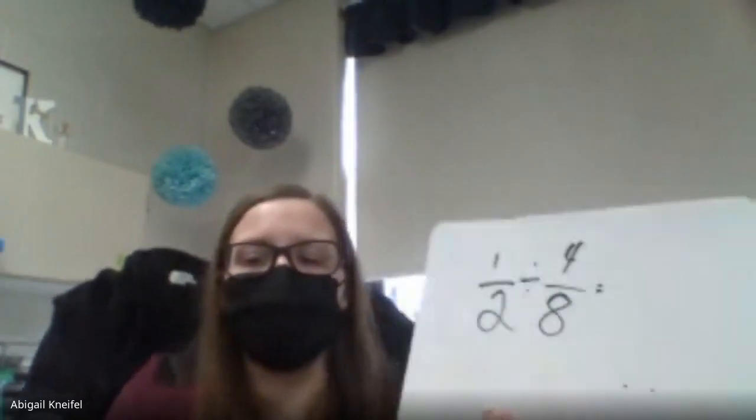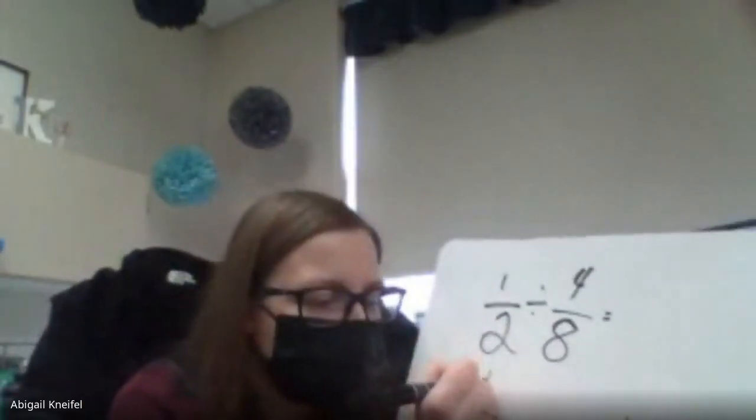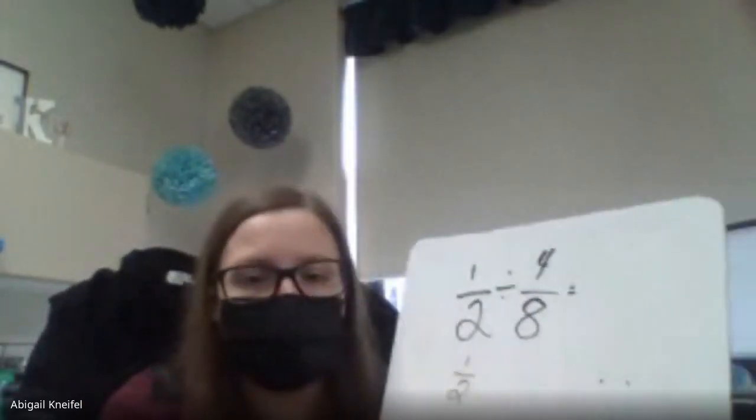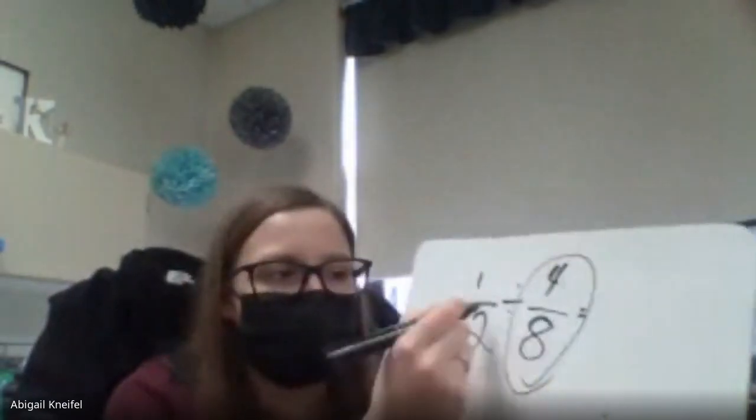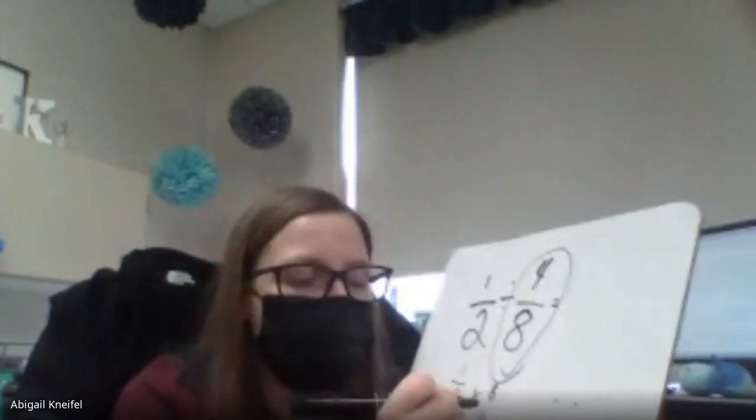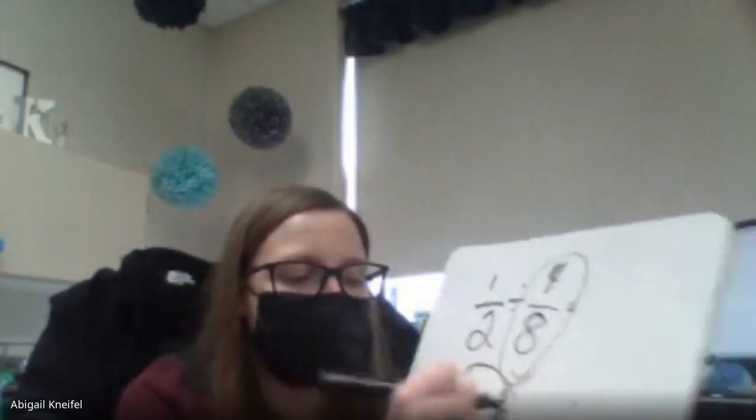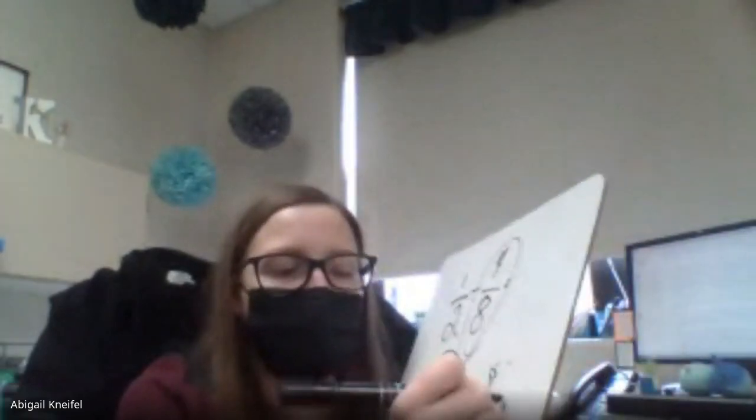All right, final problem of the day. Same thing as last time. I just bring straight down my 1/2, but then I have to do the multiplicative inverse of my second fraction, which means I turn my division symbol to multiplication. My 8 becomes the numerator. My 4 becomes the denominator. 1 times 8 is 8. 2 times 4 is 8. 8 over 8 equals 1. Let me see your boards.